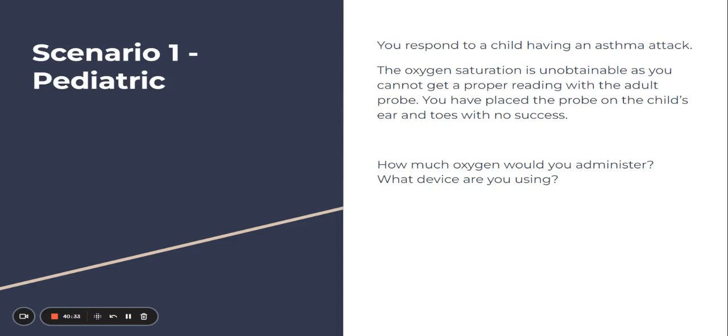Last scenario, you respond to a child having an asthma attack. The oxygen saturation is unobtainable as you cannot get a proper reading with the adult probe. You have placed the probe on the child's ear and toes with no success. How much oxygen are you administering to this patient? So the correct answer for this patient, since we cannot have an accurate reading, we are again going to 100% O2. We're going to give this patient a pediatric sized mask.